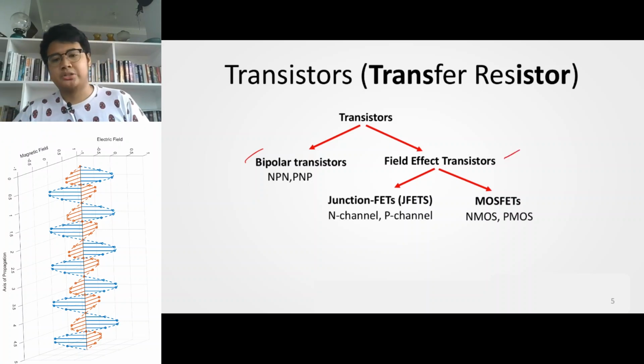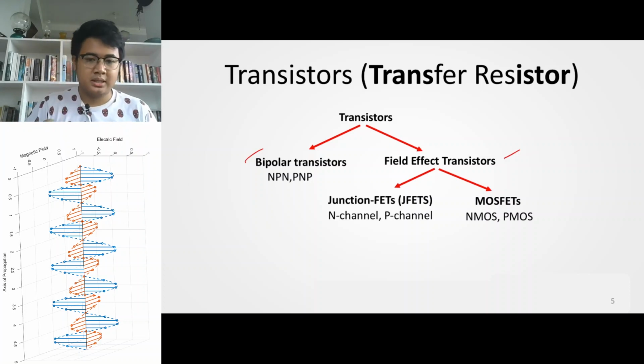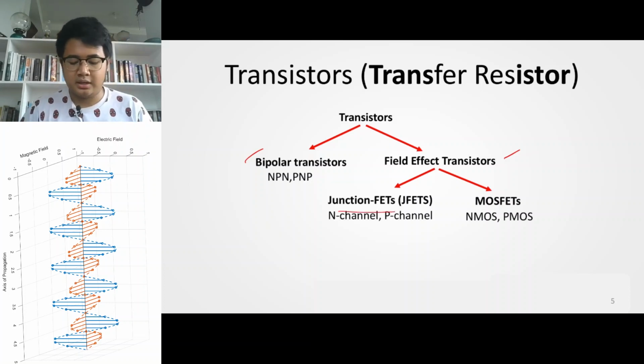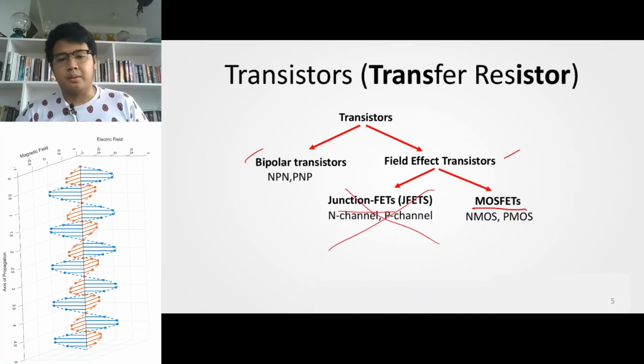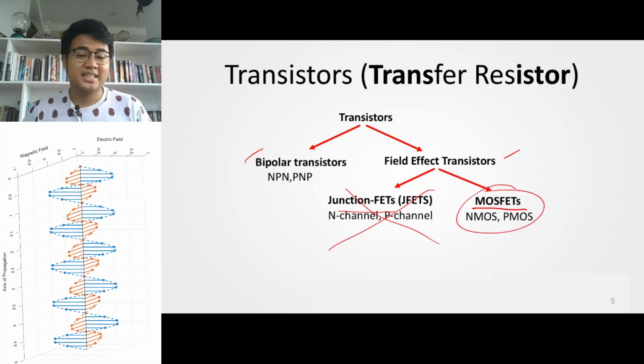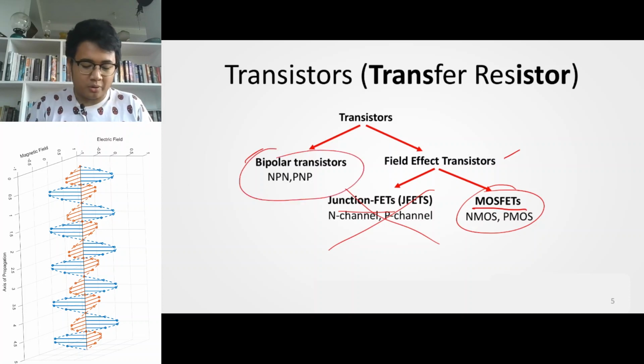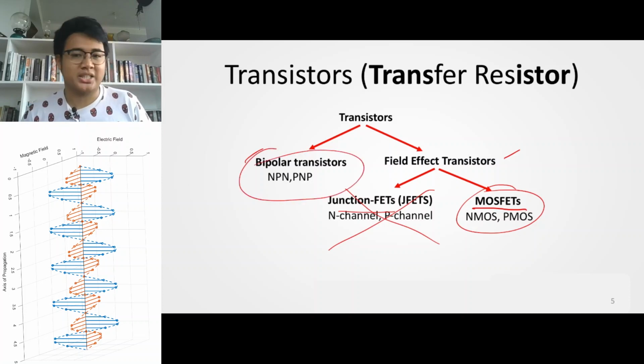Under the field effect transistors, there are also two types: the junction FETs and the MOSFETs. And for this course, we won't talk about JFETs. Right? A more useful field effect transistor, in my opinion, are the MOSFETs. And MOSFETs are used more in computer circuits, computer processing systems. BJTs are used more in amplification.